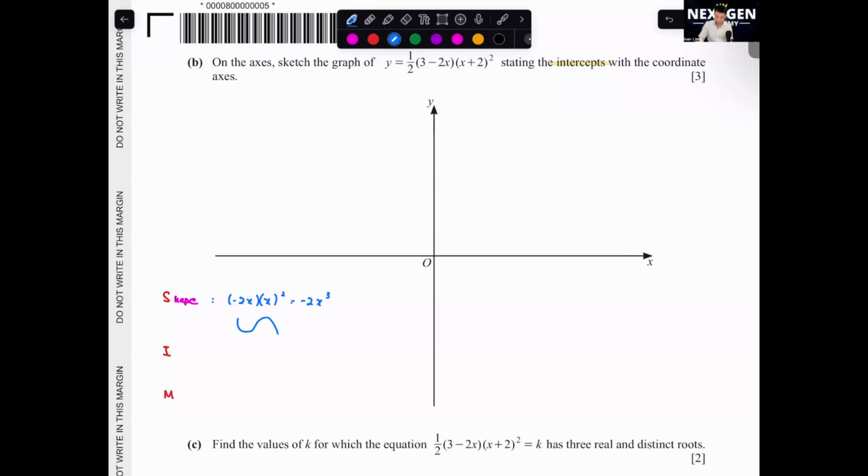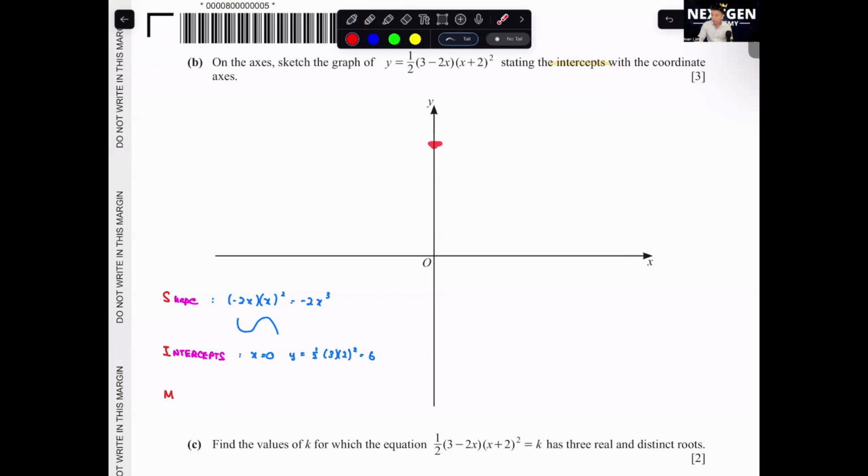Okay, the next thing that we want to find is what the intercepts are, meaning your x-intercept and y-intercept. How to find the x-intercept and y-intercept? For the x-intercept, y equals to 0. For the y-intercept, x is equals to 0. So we do this one. When x is equals to 0, y is half times 3 times 2 squared, which equals 6. So we get (0, 6). Okay, this is the y-intercept.